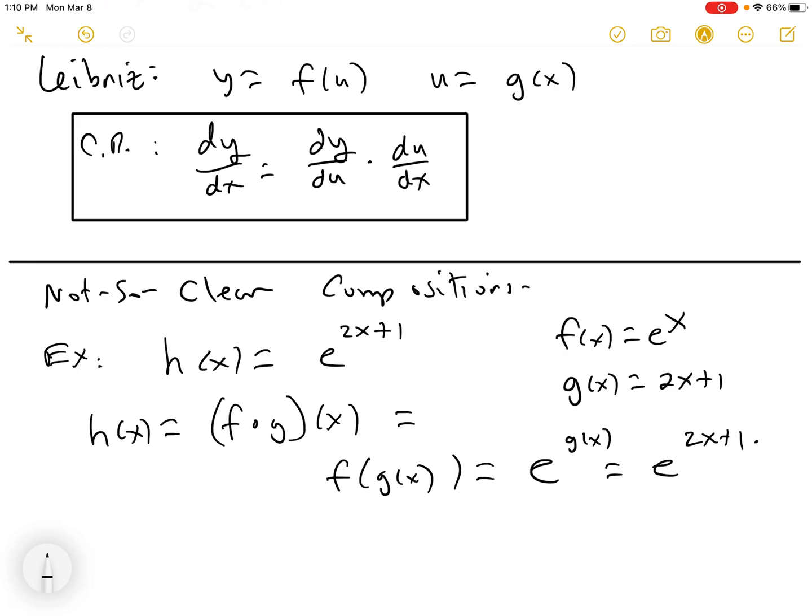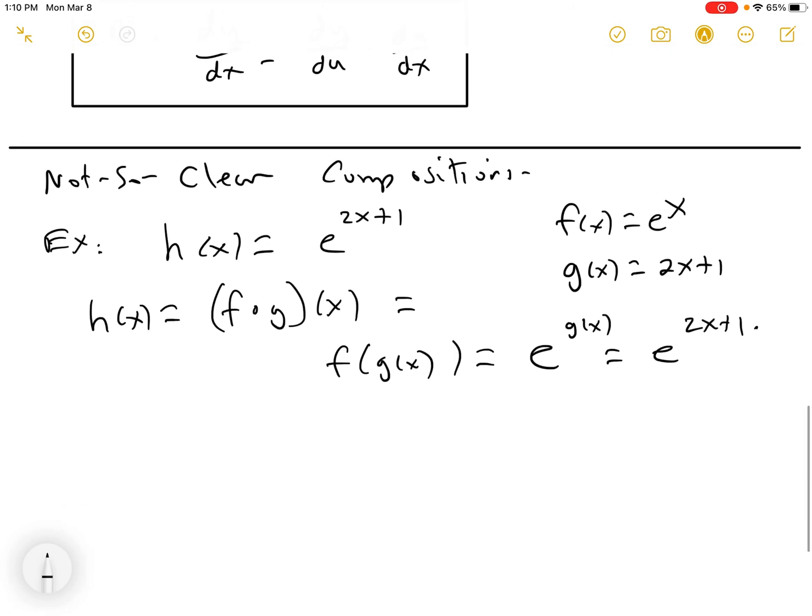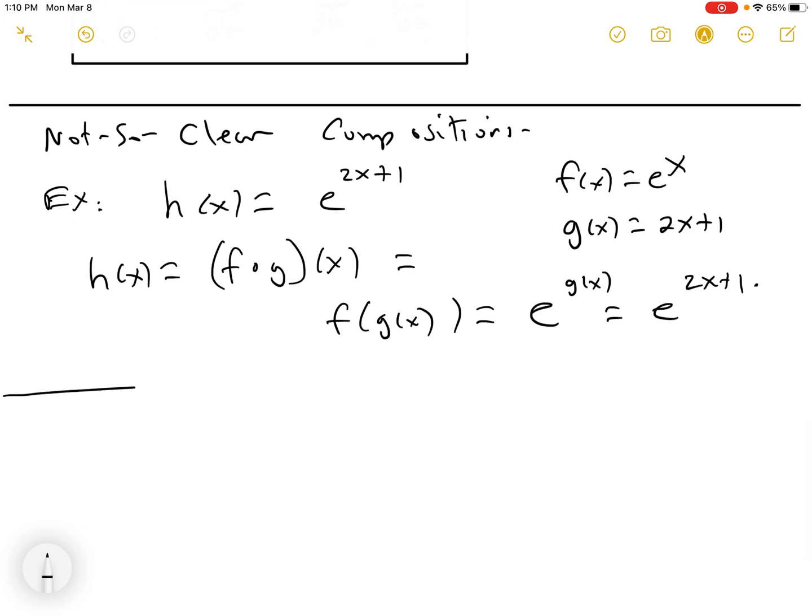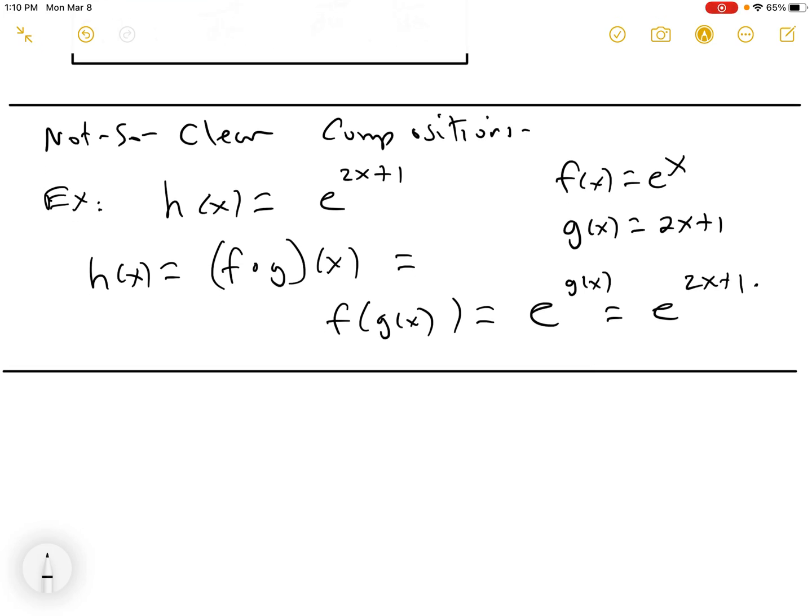Okay. Now, if you've ever done any sort of computing, like with Pascal or Python or MATLAB, instead of writing e to the x, they write the exponential of x. So it looks like an actual sine function or a cosine function. And when that's the case, then what you have here is the exponential of 2x plus 1. And that makes the inside-outside concept much, much clearer.